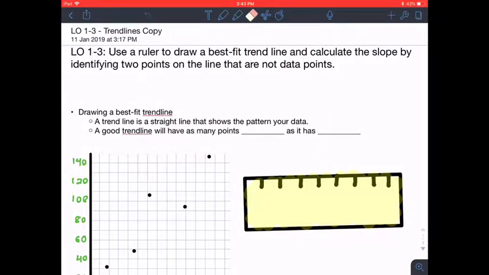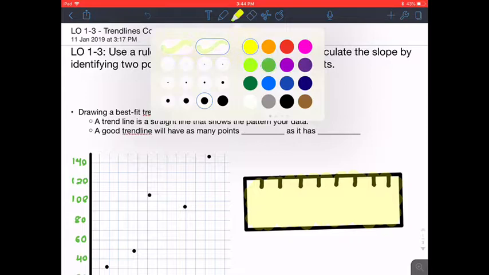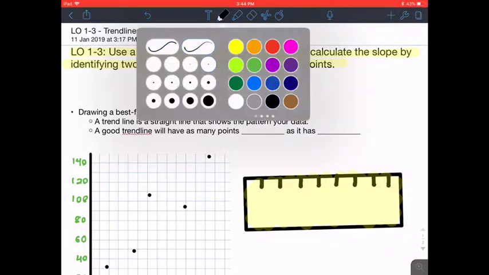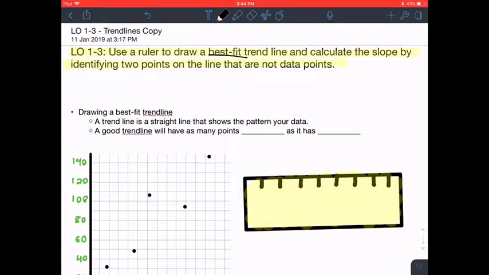All right, so welcome to lesson number 3, learning objective 1-3, which is all about trend lines. The goal for this one is to learn how to use a ruler to draw a best fit trend line and calculate the slope by identifying 2 points on the line that are not data points. Keywords here. So we're learning how to do a best fit trend line. We're learning how to calculate the slope. And we're doing it by identifying points on the line that are not data points.